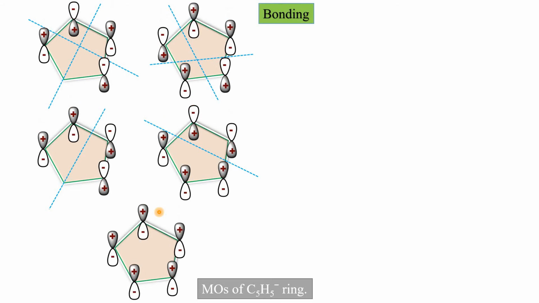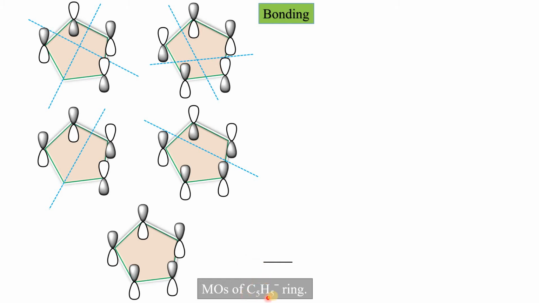You can remove the plus minus sign if you just want to go with the shaded and non-shaded area. You can remove them. Okay. Then let's fill the electrons.